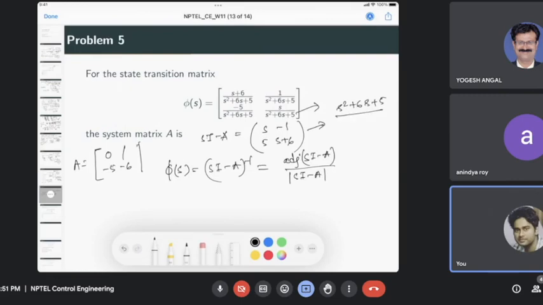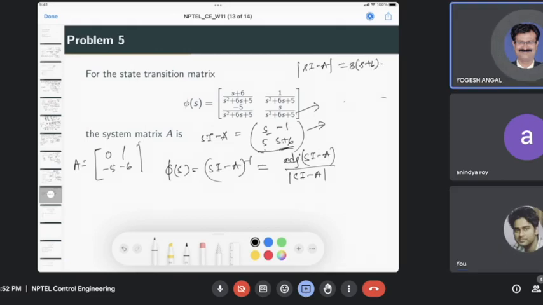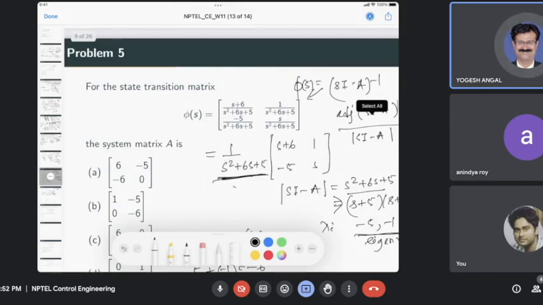Okay, let me write clearly. The determinant of sI minus A, from this matrix, is easy to check. This element multiplied with this element minus this one, right? So s into (s plus 6). So the denominator of every component is s square plus 6s plus 5 only. It is the same denominator for all these components.